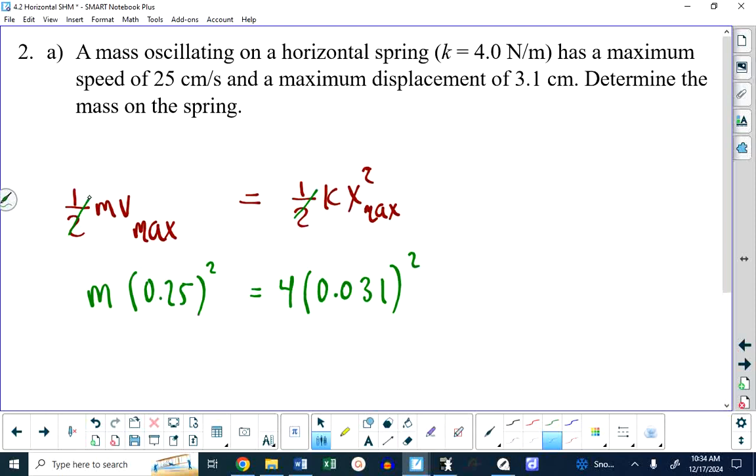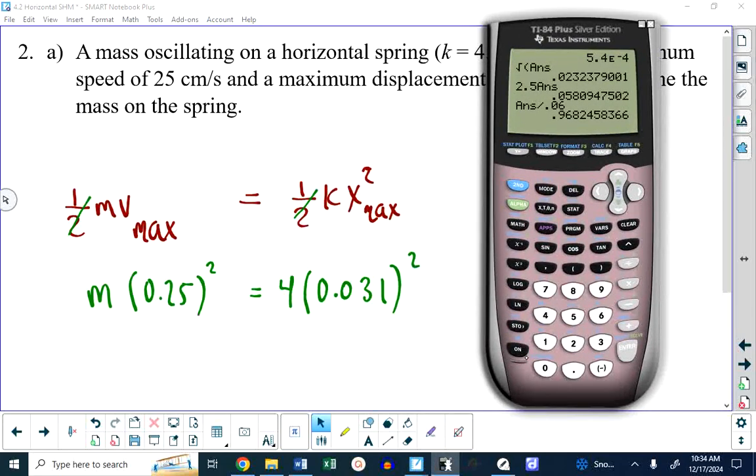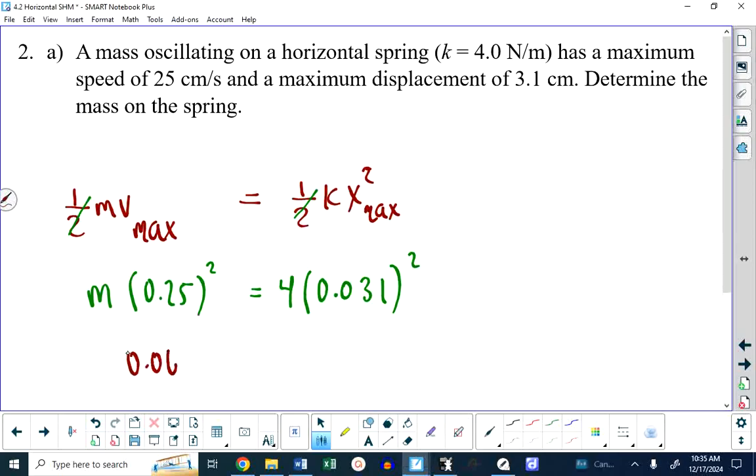Take 4 times 0.031 squared and divide by 0.25 squared. So 0.061504. Just double checking my calculator work. Does anybody else get that? Okay.